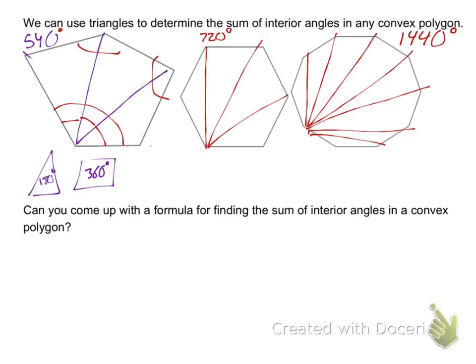What if there was a 20-sided? How many degrees altogether inside? 2,880. Can we just double it like that? I don't know. What if it was only 8-sided? That is 8. No, that's 10, remember? What about 7-sided?